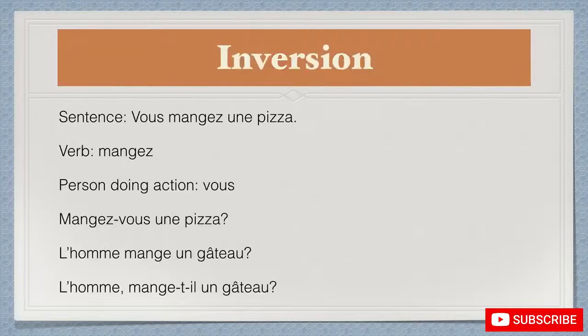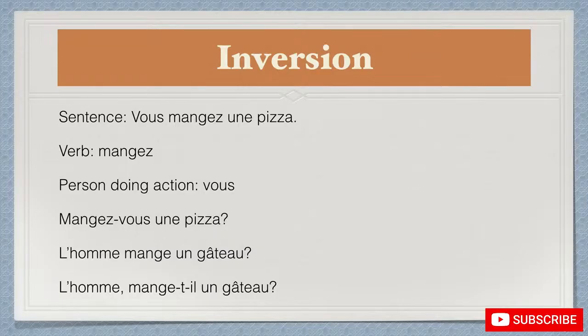Another way that's a little bit more complicated to make a yes or no question is called inversion. So for example, we have our sentence, vous mangez une pizza, and then if you isolate your verb there, we have manger, to eat, as our main verb, and then we pick out who is doing the action. So we've identified here that it's vous that is doing the action.